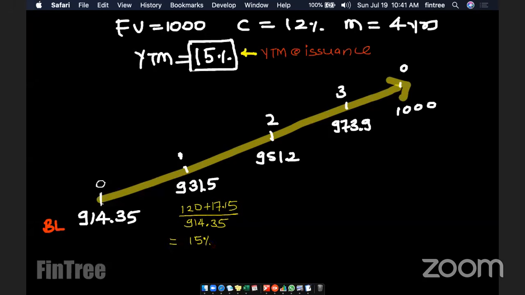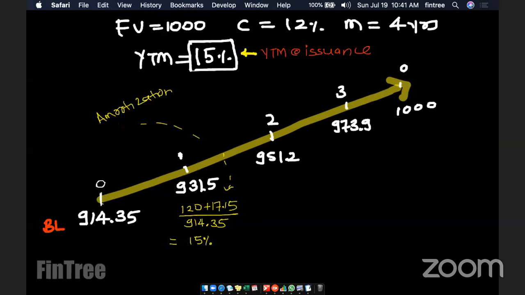How did he earn? He earned from two sources. One is he received the coupon in cash, but second, he received not in cash, but he still earned that because his investment was worth 914. It became 931. So this 17.15, what we call this? We call this amortization of discount.